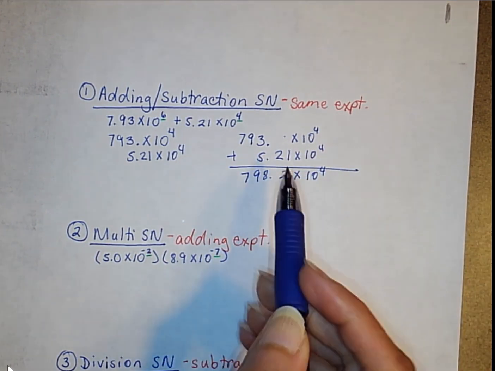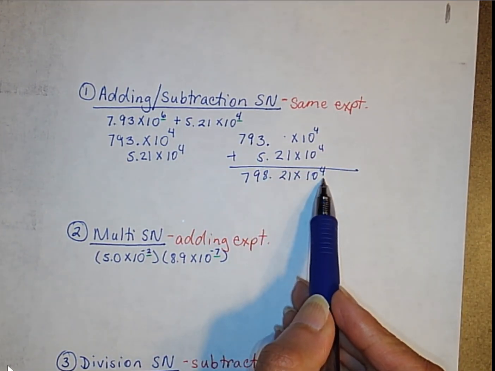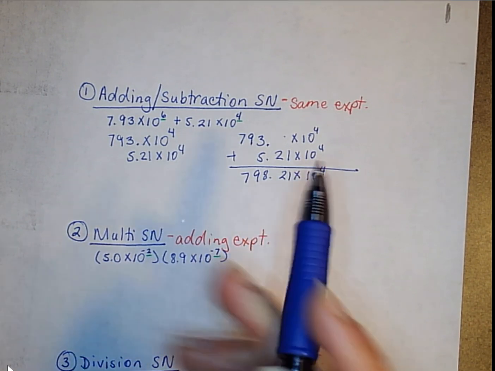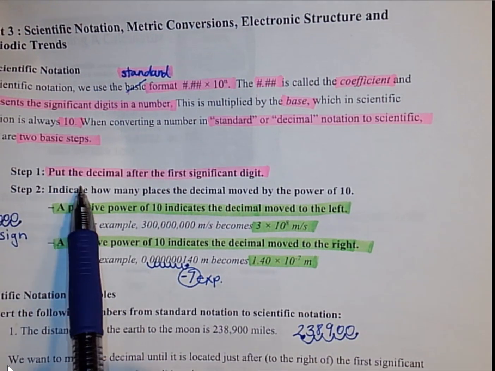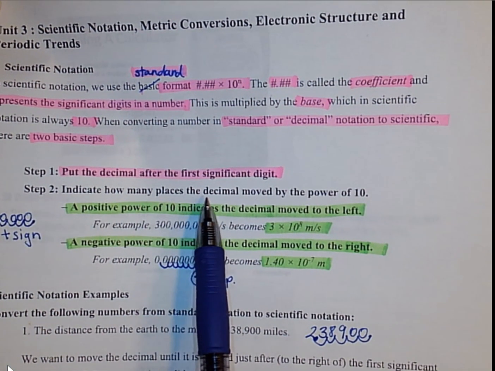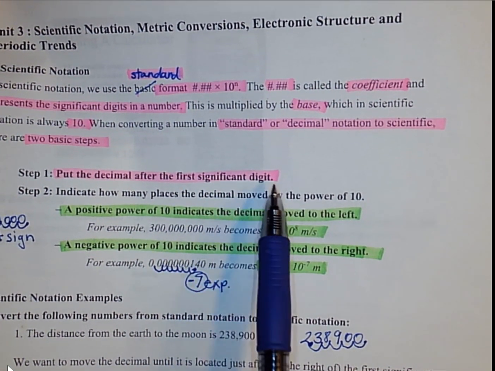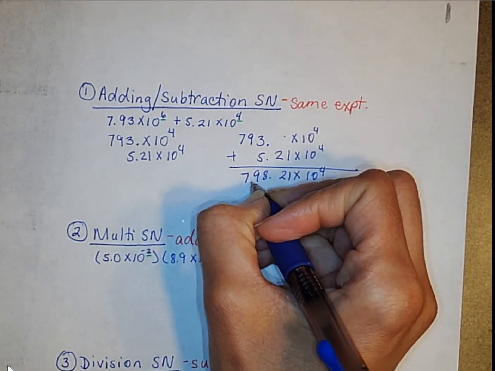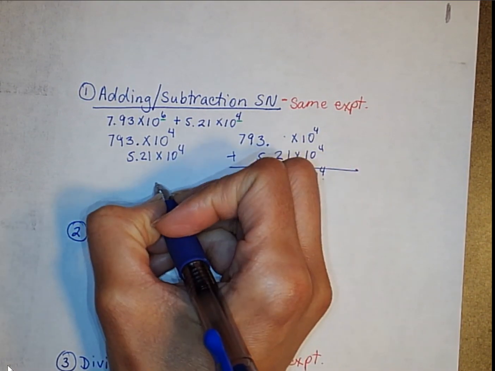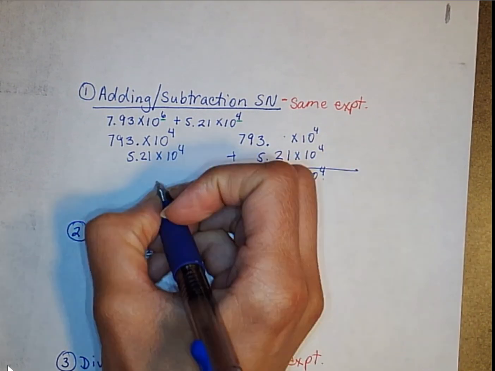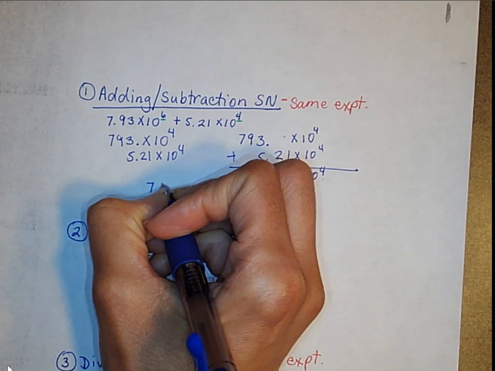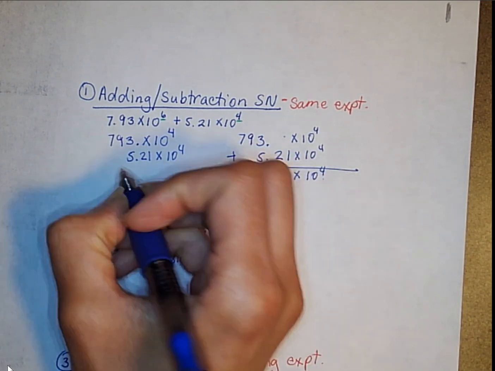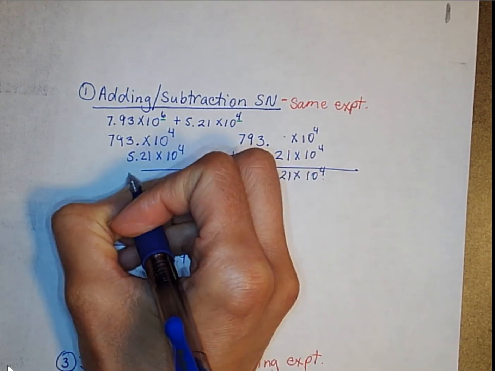Okay, so notice over here how we have the exact same exponent. But keep in mind, you guys, that we want to put the decimal after the first significant digit. So we're going to move this decimal back here, and every time we do, we increase the exponent. So that's going to be 7.98 times 10 to the 6th. Okay, so that'll be our answer for this.